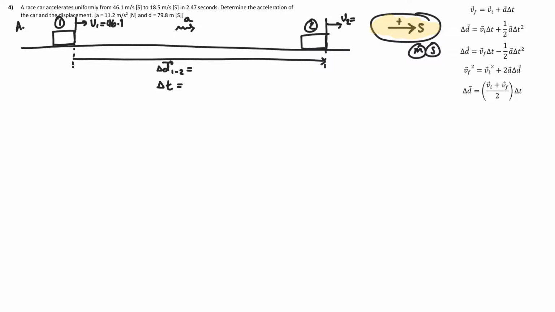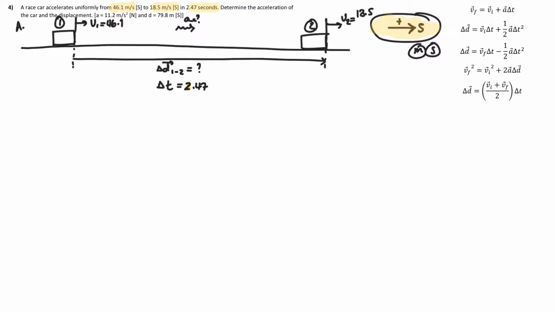Okay, so these are the pieces of information that we will need in this case. Velocity 2 is 18.5. The time it takes is 2.47. Maybe I should have highlighted this. I do apologize, I forgot. And those are all the information that we're actually given. So the time is 2.47 seconds, and we don't know what these equal to.